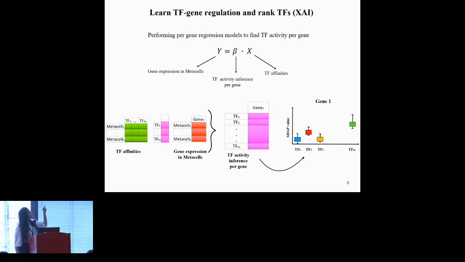And by using explainable AI, we get the score of each TF. For example, here for gene 1, TF M is the most important one with the highest score, and TF1 has the lowest score.